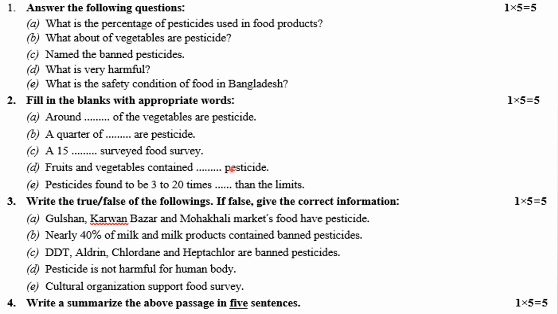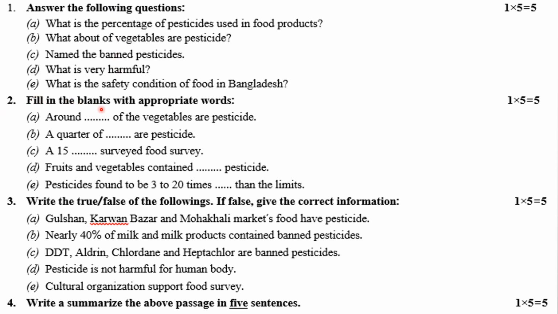Number one, answer the following questions. These are short questions or open-ended questions. There are 5 questions, and by going through the passage, you have to answer all of them. For example, what is the percentage of pesticides used in food products? The information is in the passage, and you have to find it and write the answer. What about vegetables or pesticides? These are short or open-ended questions.